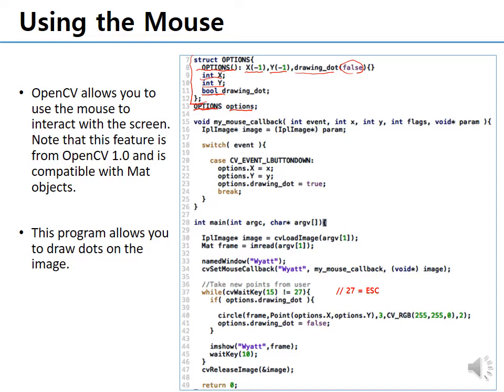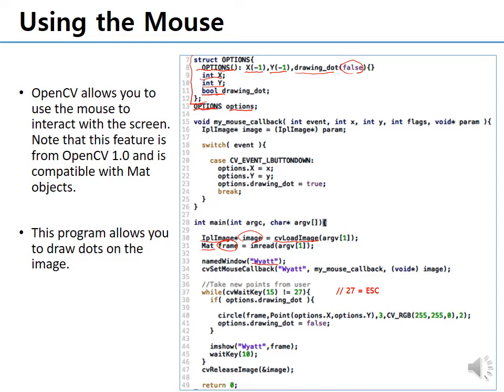Okay, let's look at the main function. So they load an image. They use IplImage, the old-fashioned image structure, and they read that image using cvLoadImage, and they create a Mat frame image. So they create the image and the frame, 2 images. They create a window named Wyatt. cvSetMouseCallback Wyatt, my mouse callback, and the void image.